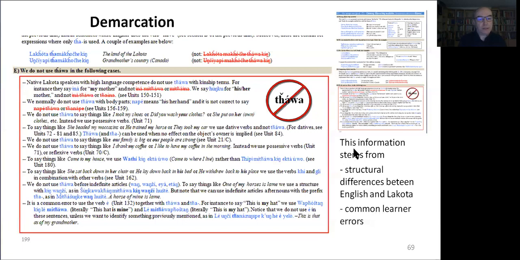So here is an image from the last third of the page that introduces tawa. And this section is devoted to the instances where tawa cannot be used in Lakota, but all of these instances are based on transfer from English, so they emanate from the structural differences between English and Lakota and from the common learner errors that we have collected over the years.